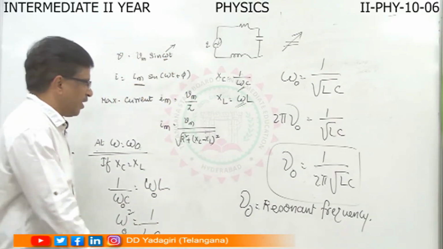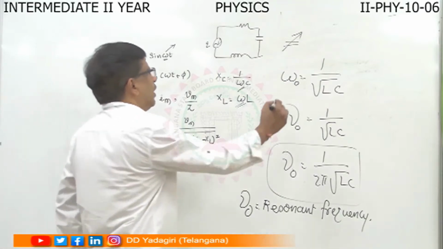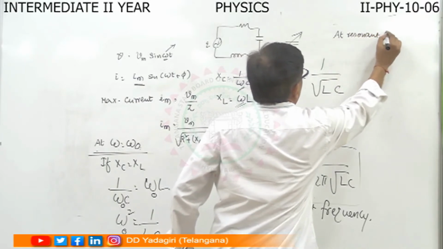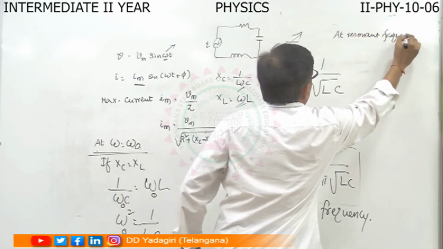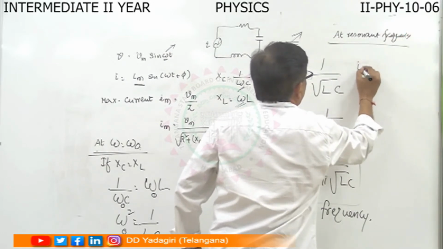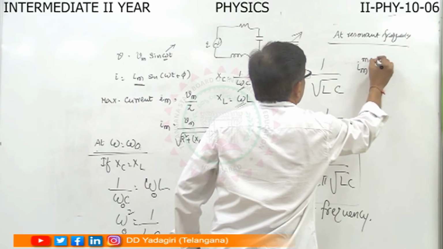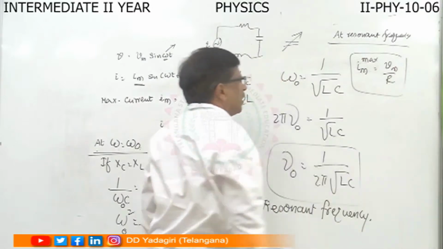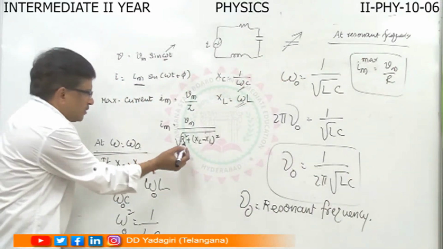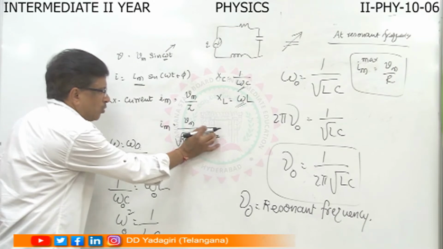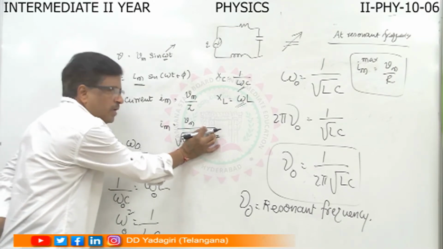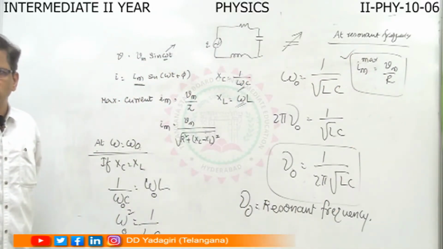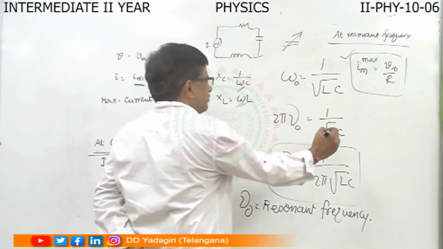So at resonant frequency, I can write the maximum current value, I represent it as Im max like this. It is Vm by R. How did it become Vm by R? At resonance, XC becomes equal to XL. This part becomes 0, and Vm by root of R square becomes Vm by R. This is the maximum current. You can represent it graphically also, like this.